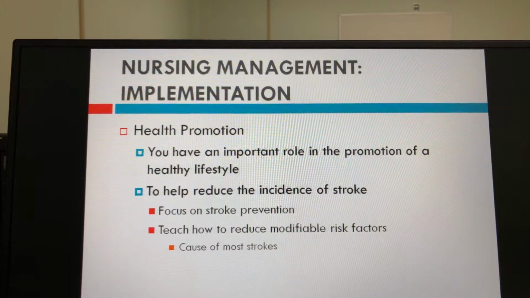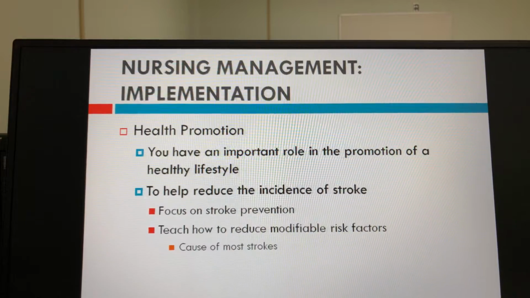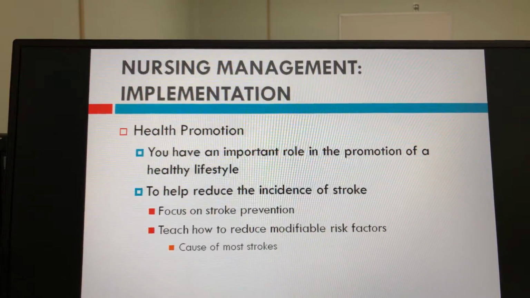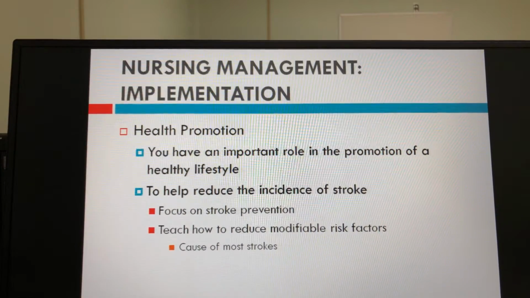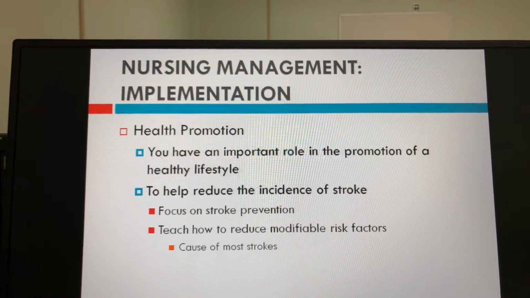Now, continuing with intervention strategies that we would institute. First is health promotion, and we have an important role in the promotion of a healthy lifestyle. Nursing measures to reduce risk for stroke are actually similar to those for coronary artery disease. Uncontrolled or undiagnosed hypertension is the primary cause of stroke.